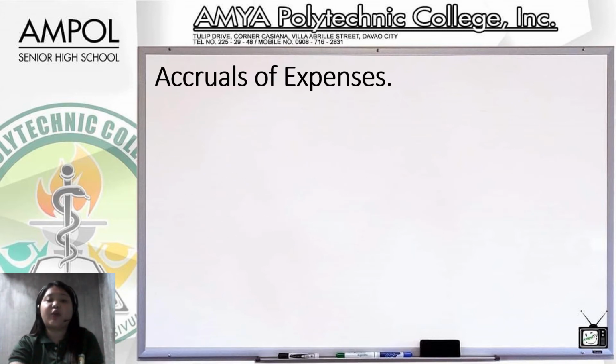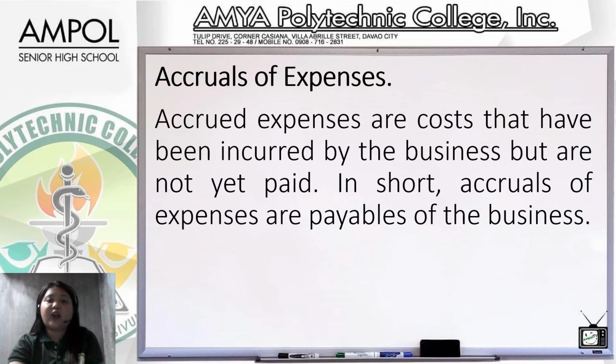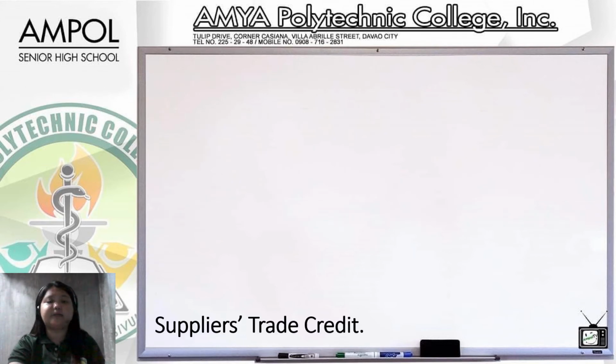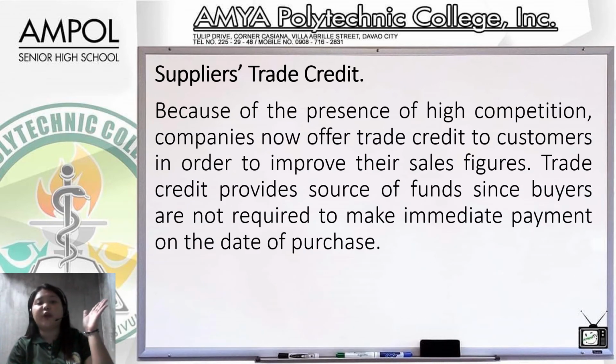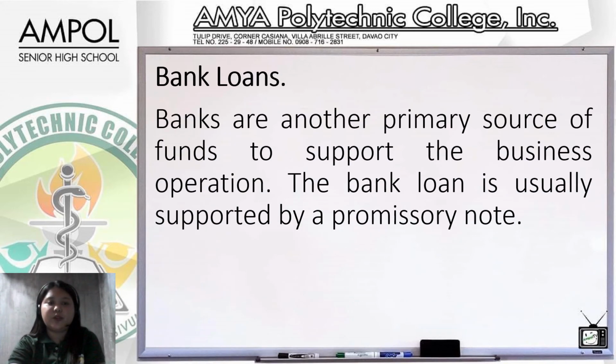The first one is the accrual of expenses. Accrued expenses are costs that have been incurred by the business but are not yet paid. In short, accruals of expenses are payables of the business. Next is supplier trade credit. Because of high competition, companies now offer trade credit to customers in order to improve their sales figures. Trade credit provides a source of funds since buyers are not required to make immediate payment on the date of purchase.